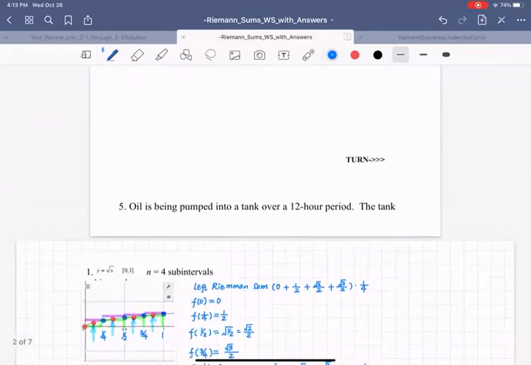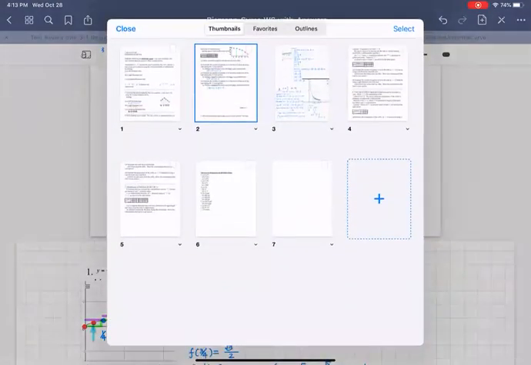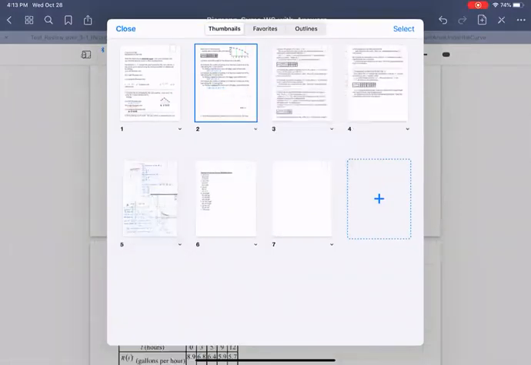Now, wow, it's those table again. Let me move this one down. All right.